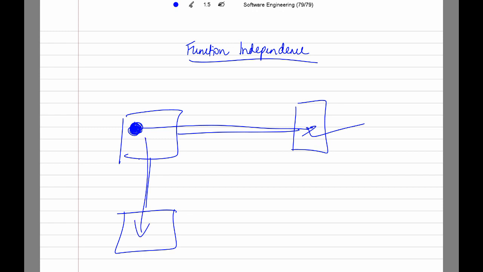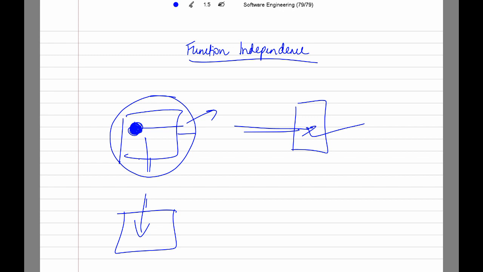So functional independence reduces error propagation. If the error happens here, we know that the error will be contained in that module itself. It will not propagate to another module because there is no dependency of this module on another module, right? So the error will be confined to this module and we can easily locate it and easily fix it. We can fix it in only one module. Otherwise, we have to go and look at all the other modules and make changes there.